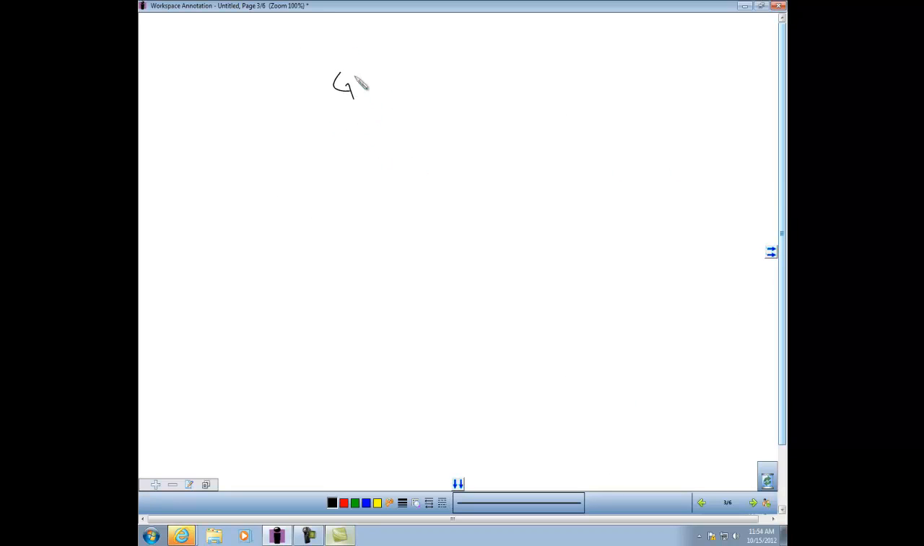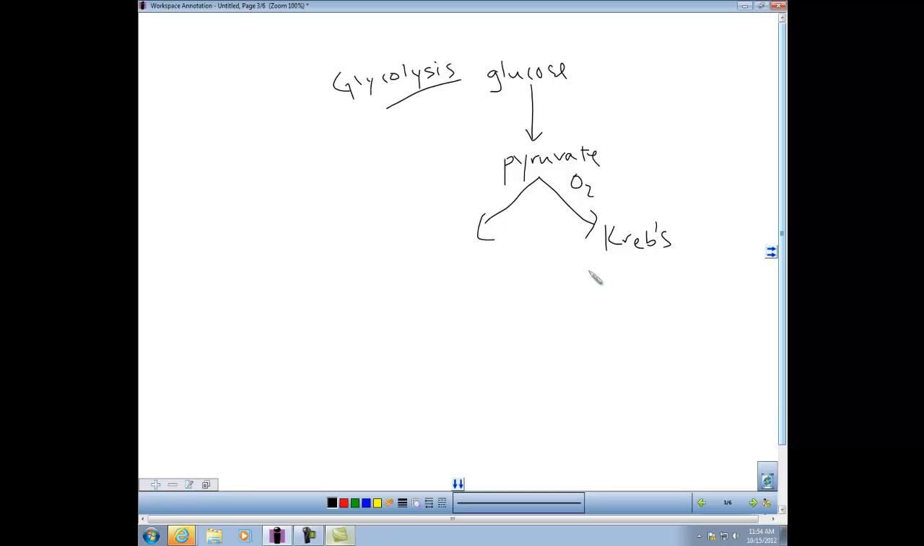So essentially, we've got glycolysis, which is taking glucose and turning it to pyruvate. If there's oxygen available, then we will go to Krebs, and then electron transport chain, and we have a lot of ATP, and everybody's happy. But if there's no oxygen available, then we kick into fermentation.